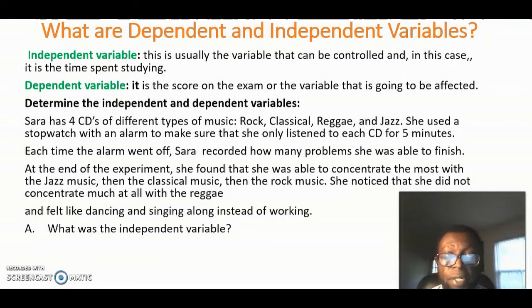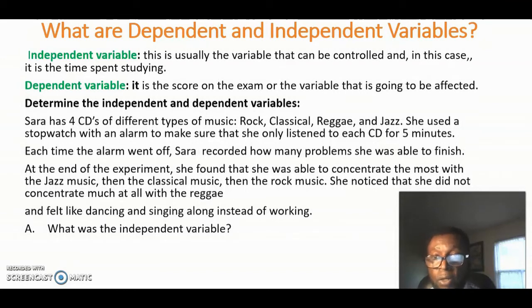What are dependent and independent variables? The independent variable is usually the variable that can be controlled, and in this case, it is the time spent studying. The dependent variable is the score on the exam, or the variable that is going to be affected. We know that the time spent studying affects the score on an exam.